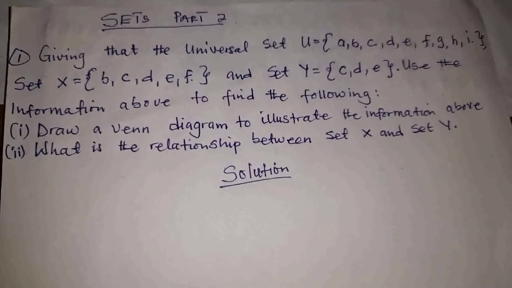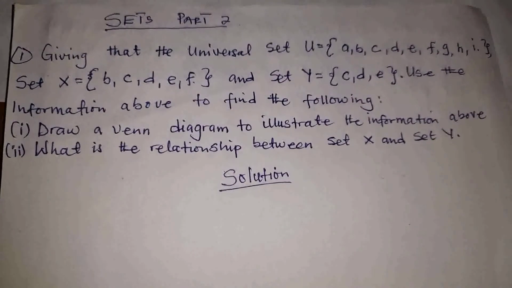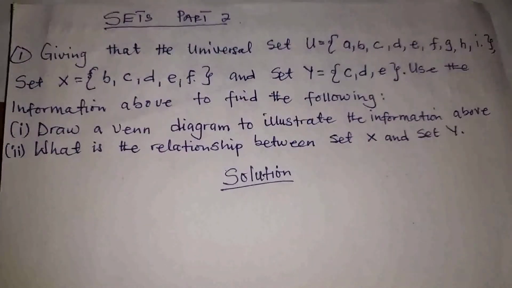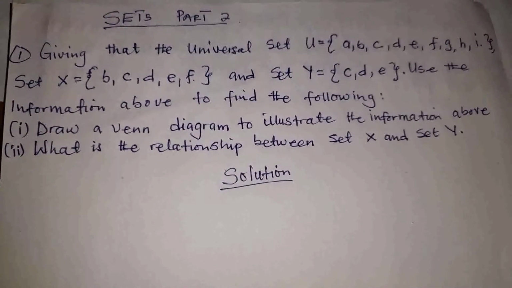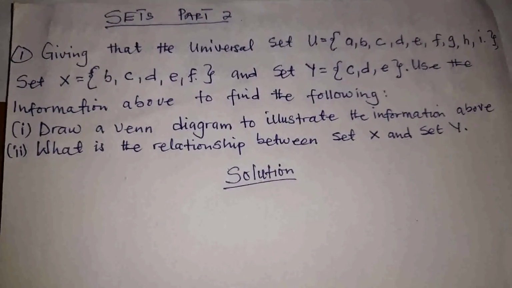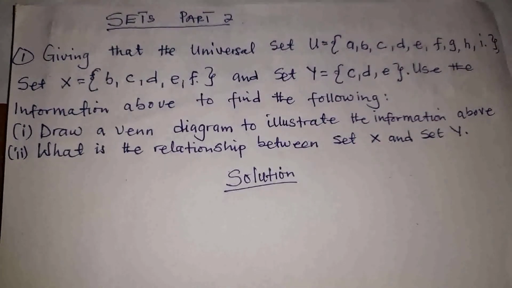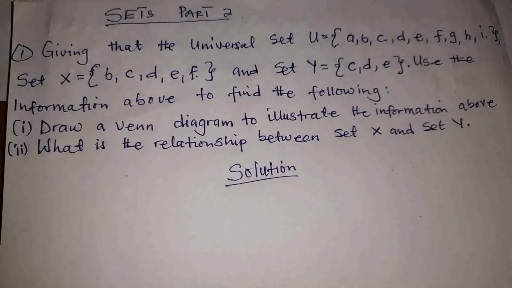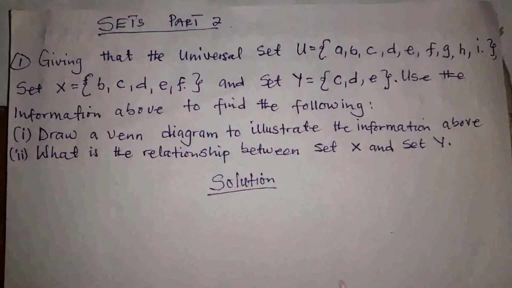Now, on figure 1 it says draw. So we are going to draw a Venn diagram to illustrate or show the information above. On figure 2 it asks what is the relationship between X and Y. After drawing, we will see the connection. What is connecting X and Y is called their relationship. Good. So let's continue and start solving.